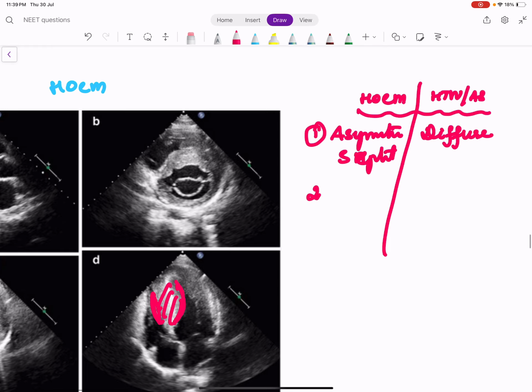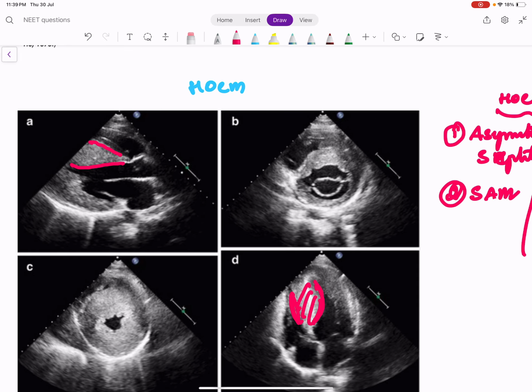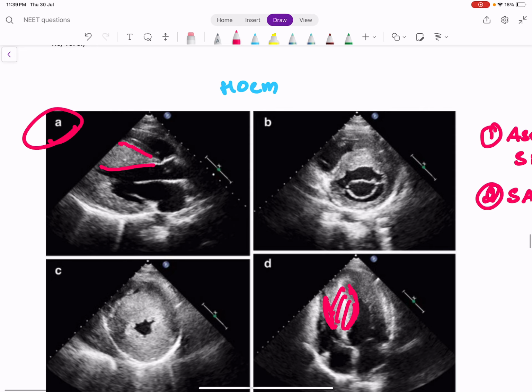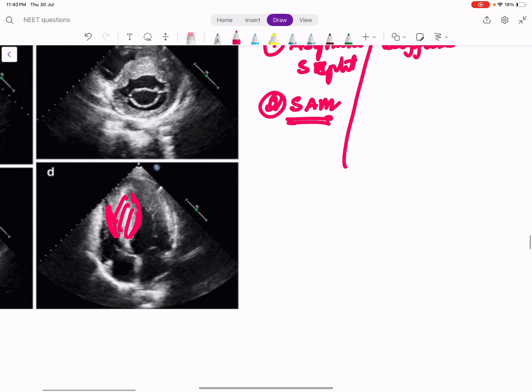And the second feature is there is SAM. So if you get a video based question, they may give this picture. They may give picture A, where this is the mitral valve. It flailly moves up and down during systole. So that is systolic anterior movement of mitral valve.